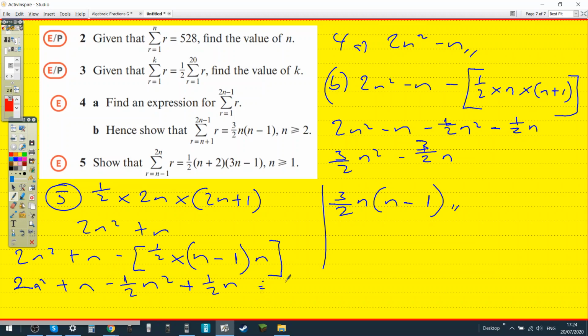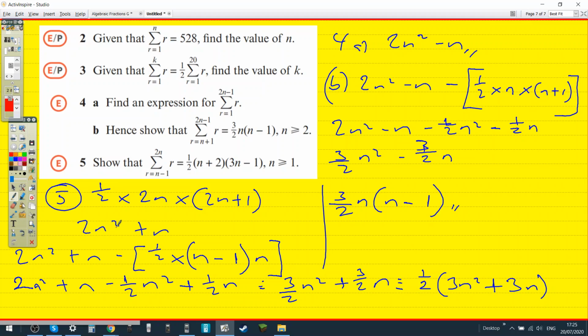Plus 3 over 2n. So you could factorize out a half. If you factorize out a half, you'd have 3n squared plus 3n. And I'm guessing that factorizes to that. I don't really know. Doesn't seem like it can. It would factorize to 3n times n plus 1. So I'm not entirely sure. Did we go wrong somewhere?